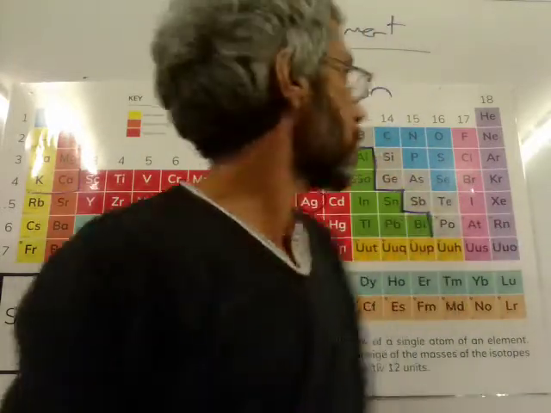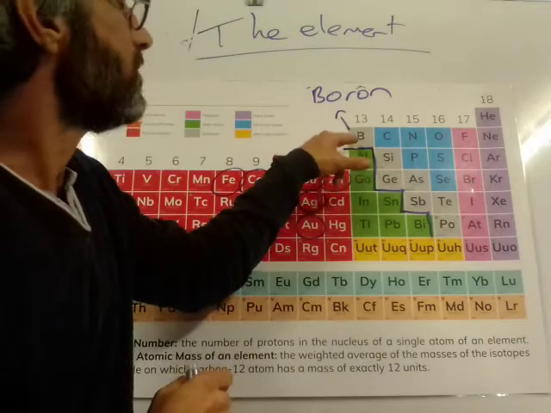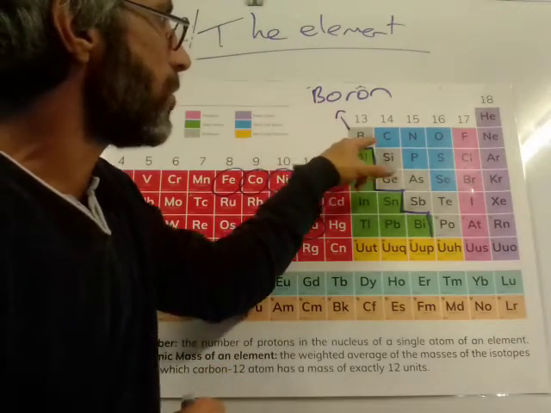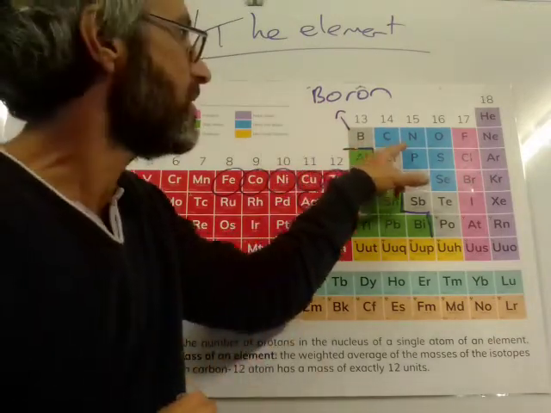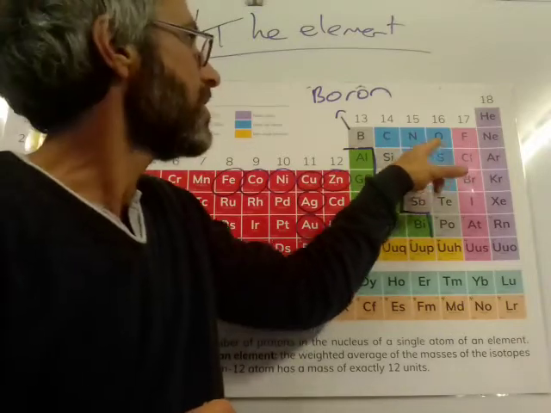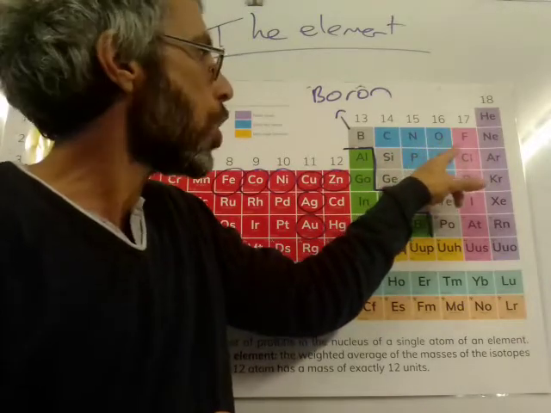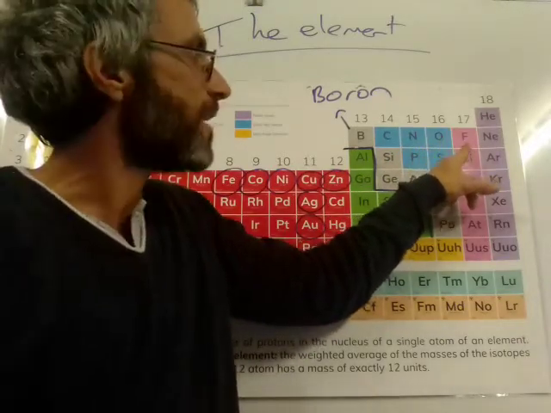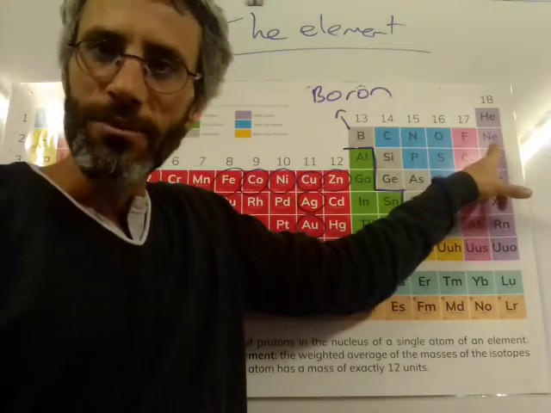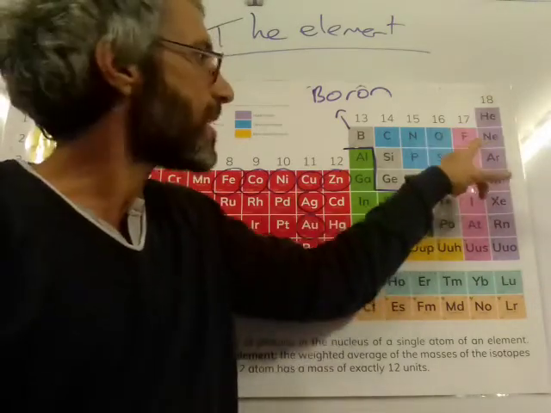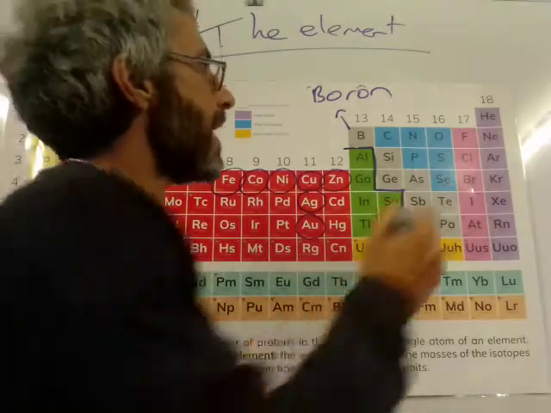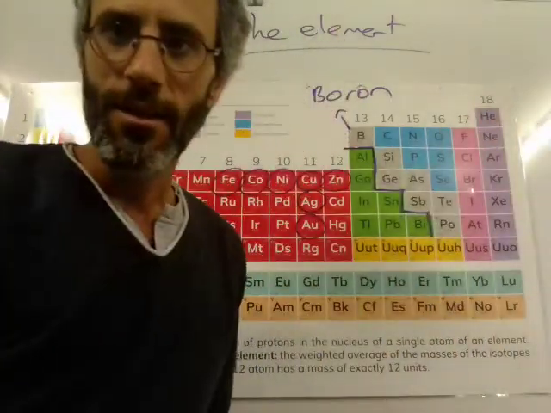So boron, B is the symbol. Carbon, the symbol is C. Nitrogen, the symbol is N. Oxygen, the symbol is O. Fluorine, the symbol is F. Now, neon, this element here, which is a noble gas, this element is Ne.